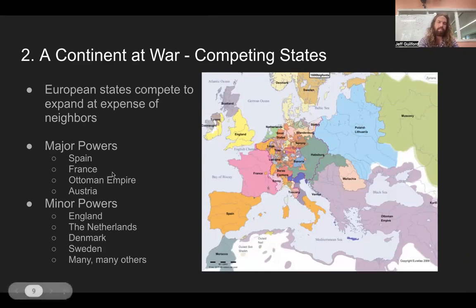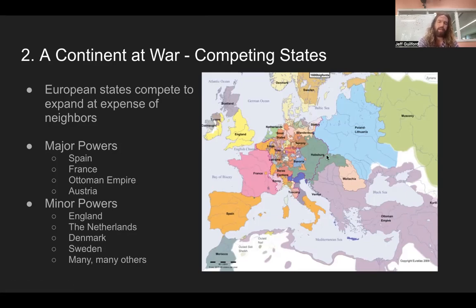We got France, which is the most populous country in Europe. About 20 million people live in France. That's almost 10 times as many people as live in England. We got the Ottoman Empire over here that is seeking to expand into Europe.